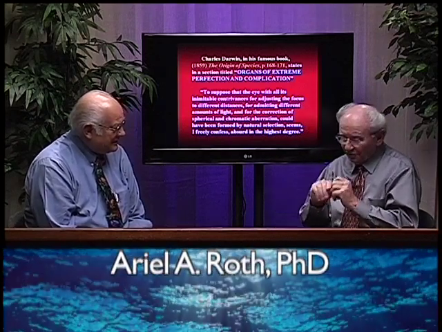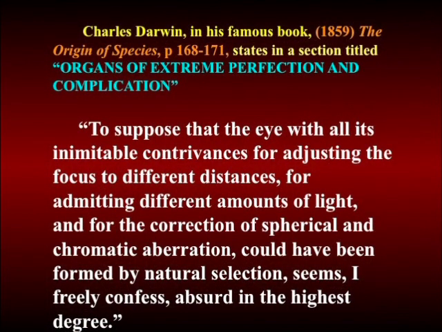Well, I want to start out with the same statement I started with in the last talk, which dealt with Darwin's Origin of Species and his famous book. There he talks about some of the details you find in these eyes. He says: to suppose that the eye, with all its inimitable contrivances for adjusting the focus to different distances, for admitting different amounts of light, and for the correction of spherical and chromatic aberration, could have been formed by natural selection, seems, I freely confess, absurd in the highest degree.